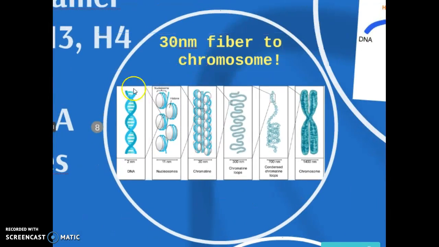Here you can see the process from DNA to nucleosomes to this 30 nanometer fiber, which contains all those twirled nucleosome beads. From here, you will continue to compact and compact and compact until you have this chromosome like you see here.